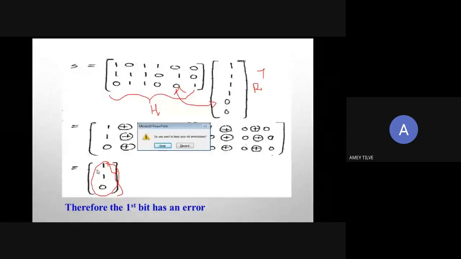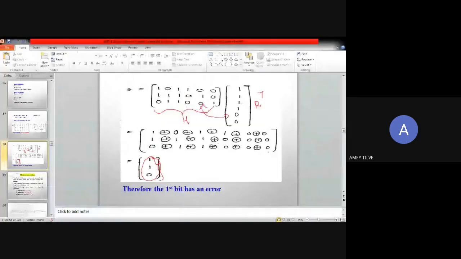I just need to compare this 110. Okay, am I still there, or have I lost the connection again? Am I audible again? There is some net issue over here. Am I audible?